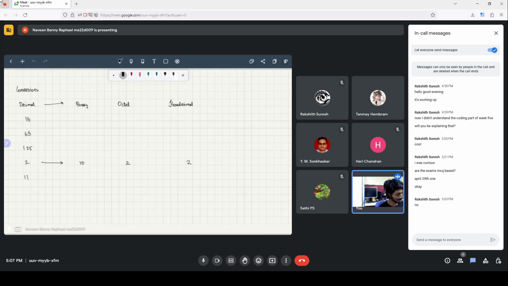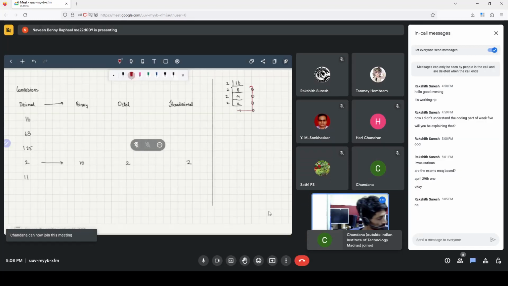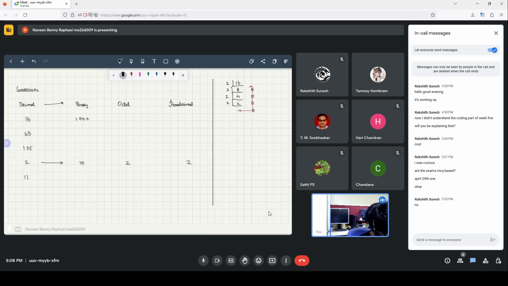So for converting 16 to binary, if we use the method we learned last week, this is called the short division method. So 16 in binary is 10000.